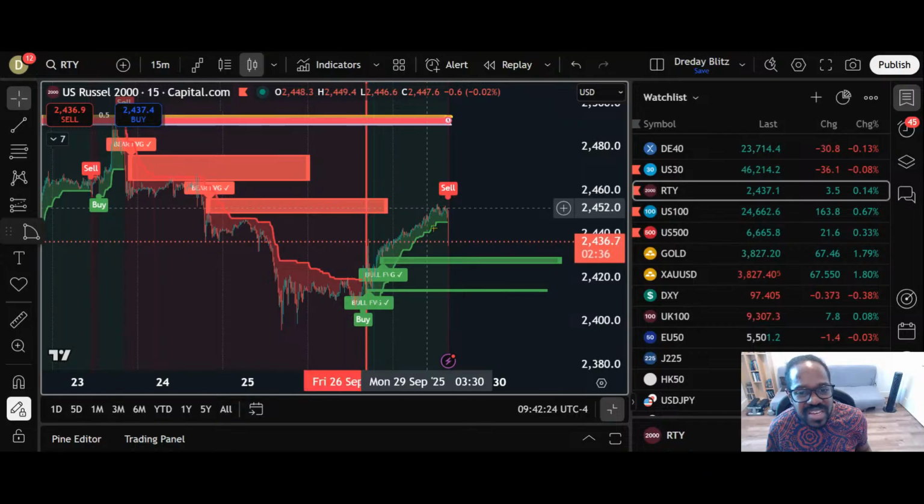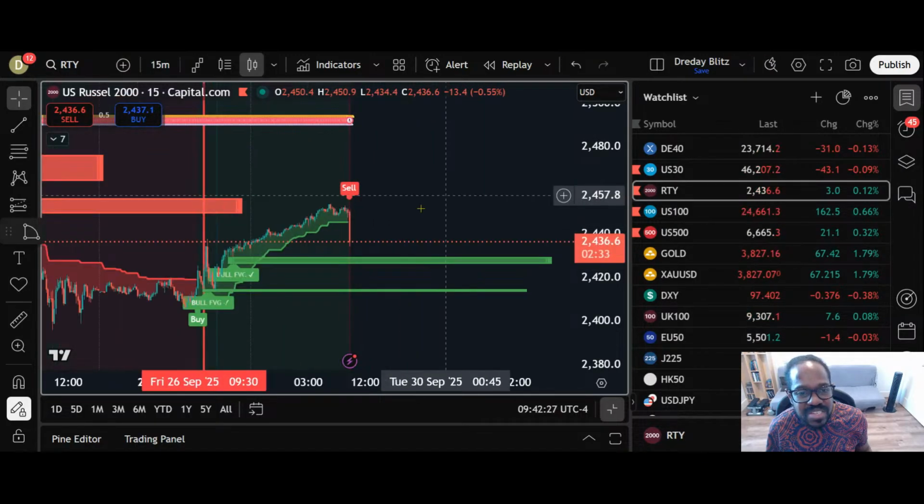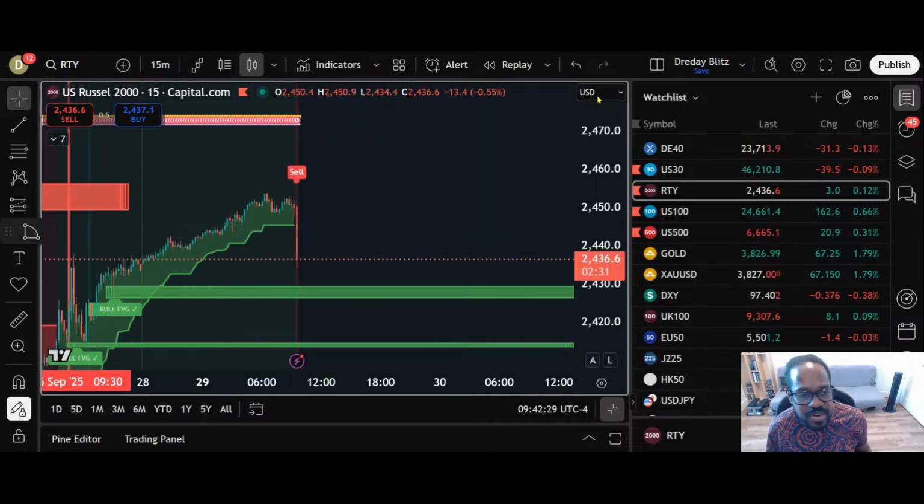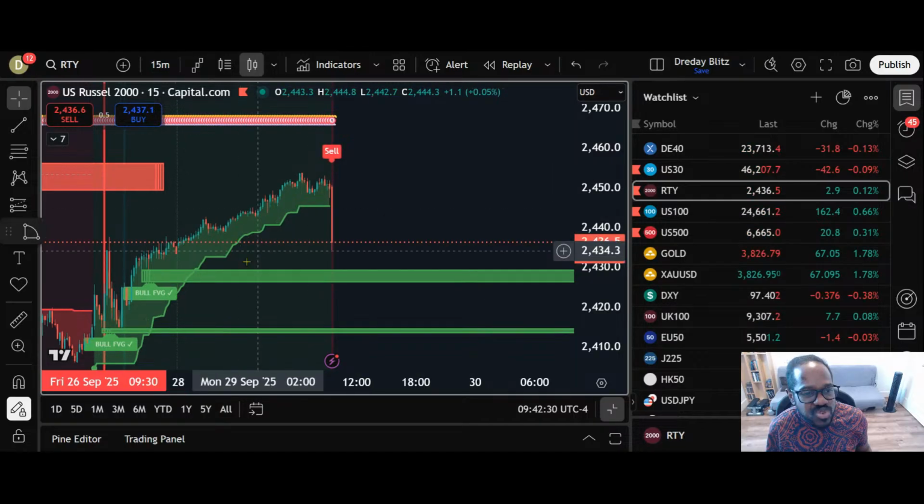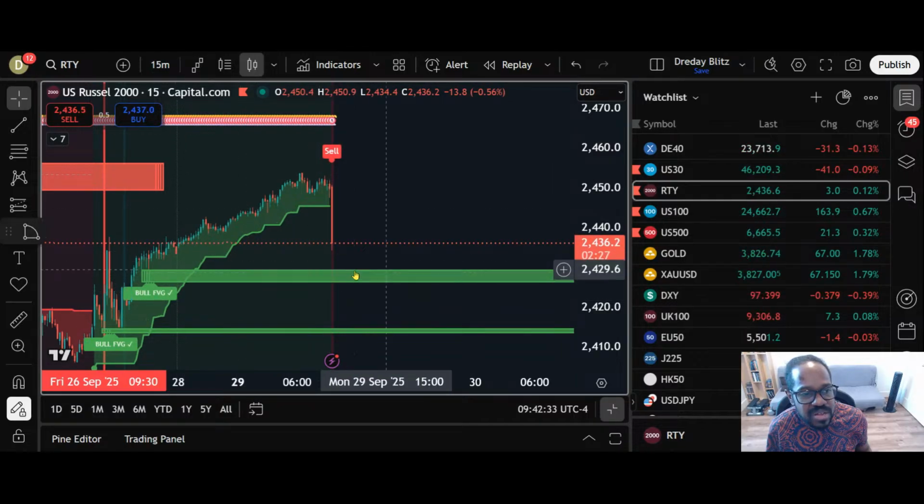So this one is validated. Now price is going down. We have a bullish fair value gap right here. So price may continue to go down until that point before retracing, going higher.